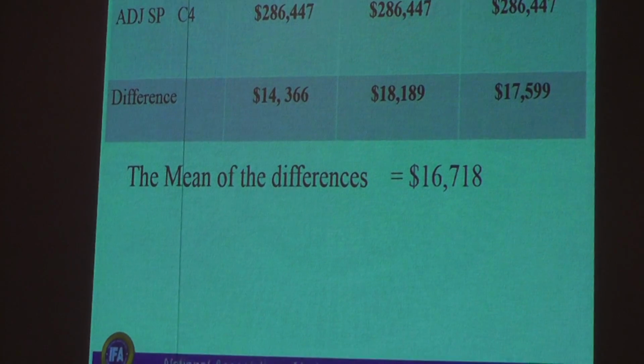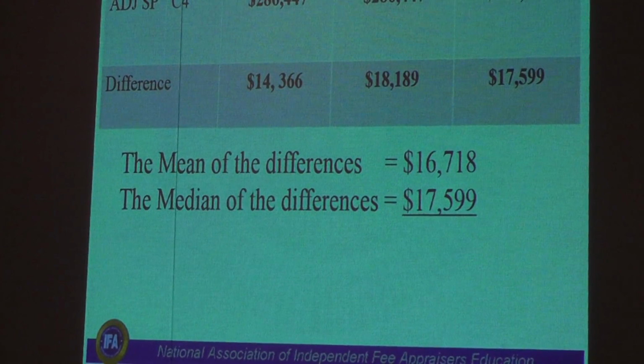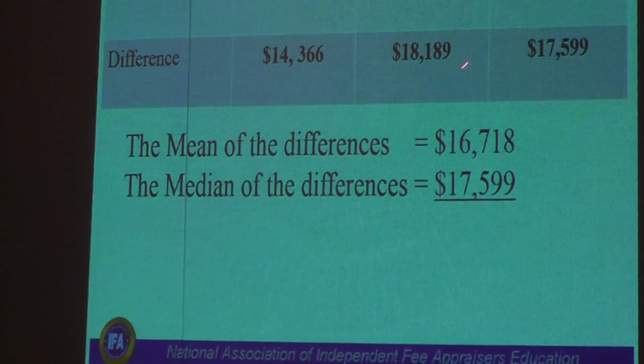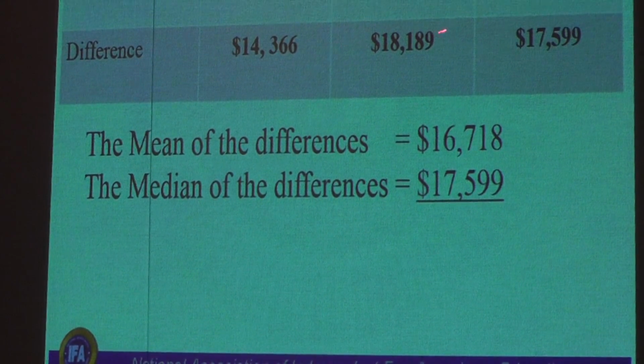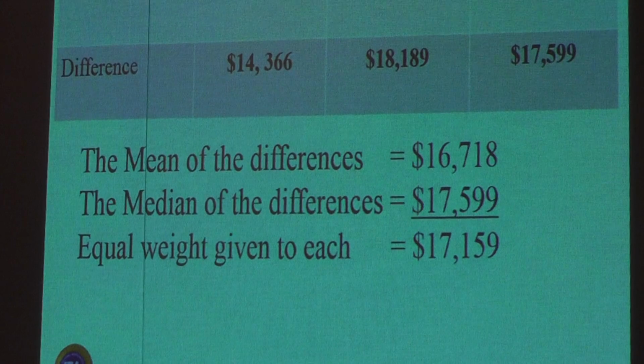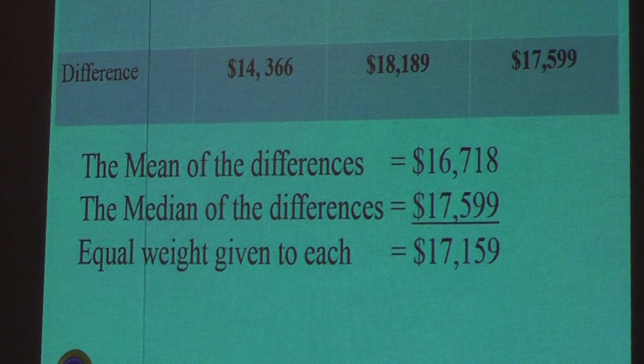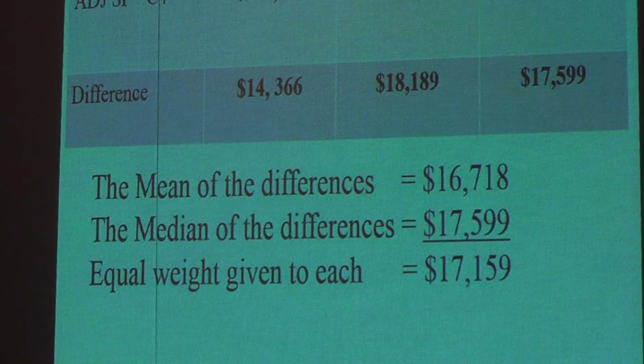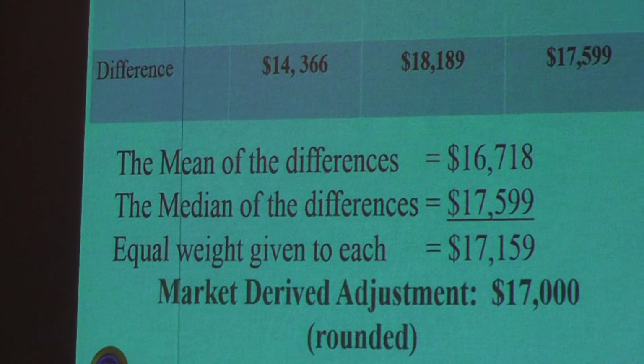The mean would be 16,718. The median is 17,599. That's the one in the middle, of course. If you gave each of those 2 equal weight, that would give you 17,159. So it's going to be somewhere in the vicinity of a $17,000 adjustment, rounded off. So we've got that for our adjustments.